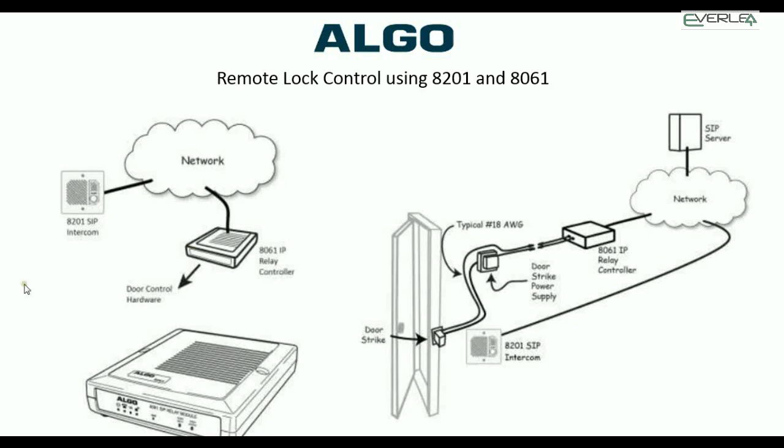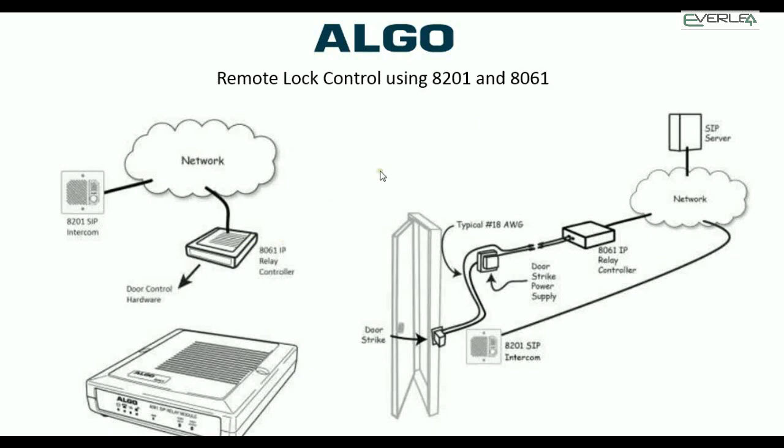By using the 8061 controller, which is this unit here, which is another Algo unit, standard off the shelf, we can have the 8201 trigger an unlock code, and it will go to the 8061, which will then fire a relay which is on board itself.